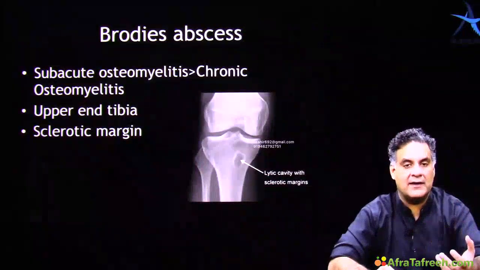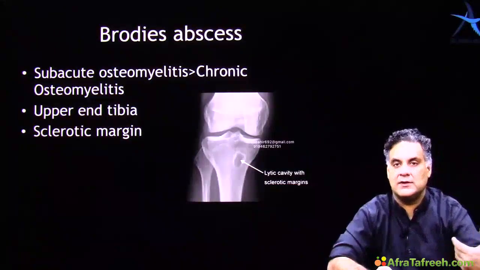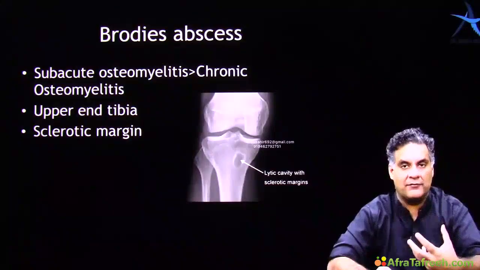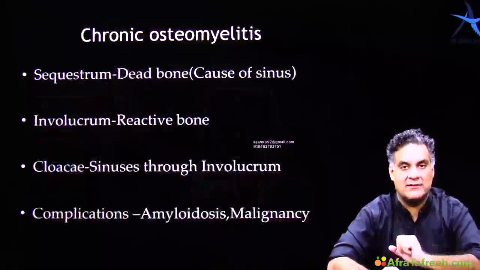Coming to the subacute variety of infection, called Brodie's abscess. If subacute is not mentioned, you can take chronic. It's seen at the upper end of the femur and has a sclerotic margin. Sclerotic margin means good immunity, so it's not seen in HIV positive.